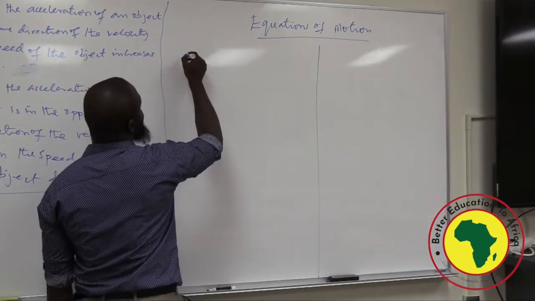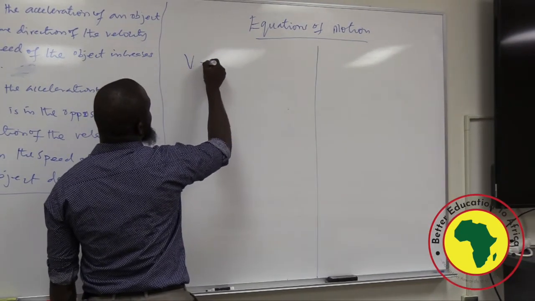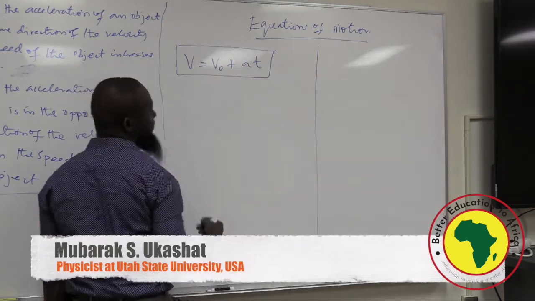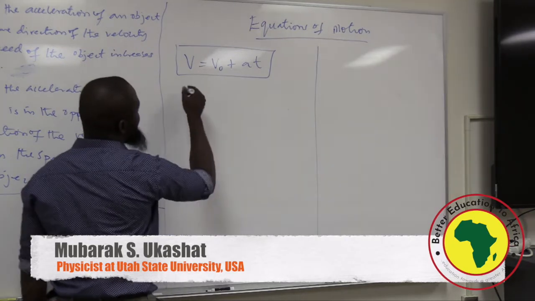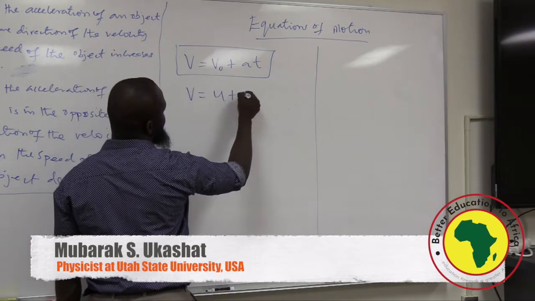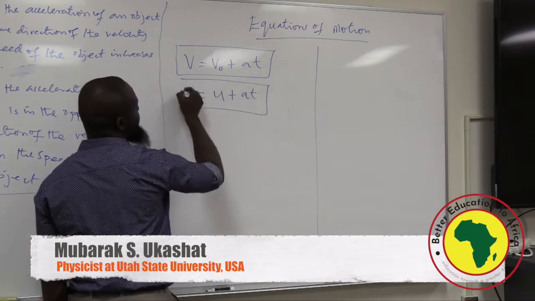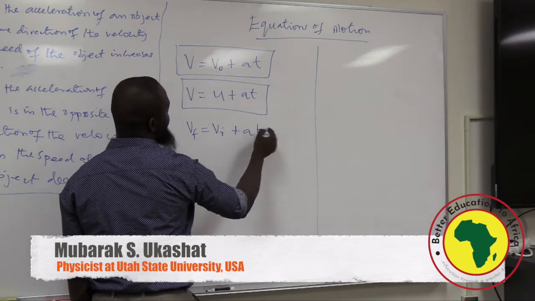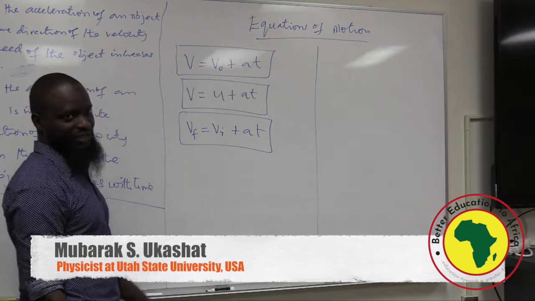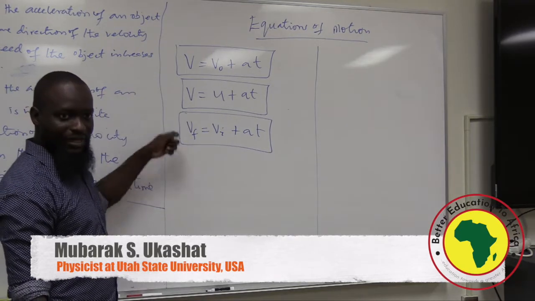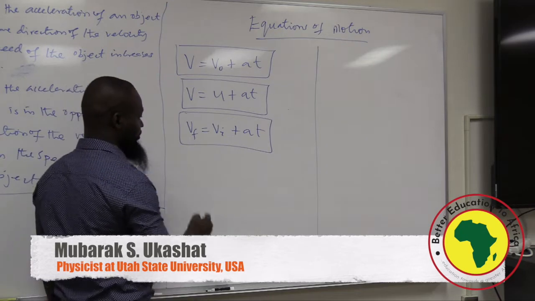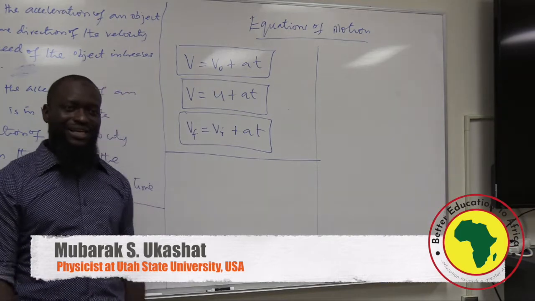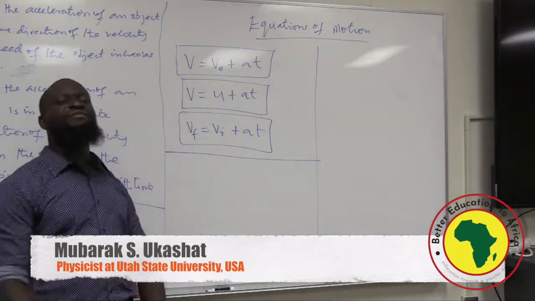So we're going to define the first equation of motion, which gives us V equals V naught plus A T. That's the first equation of motion. It has different symbols. Some people call this V equals U plus A T, where U is the initial speed. Some people say V final equals V initial plus A T. It doesn't matter, it's denotation. It's the same. So how do we derive this first equation of motion? I'll derive it algebraically. I'll try to derive everything algebraically and derive everything by calculus, so we don't mix them up.